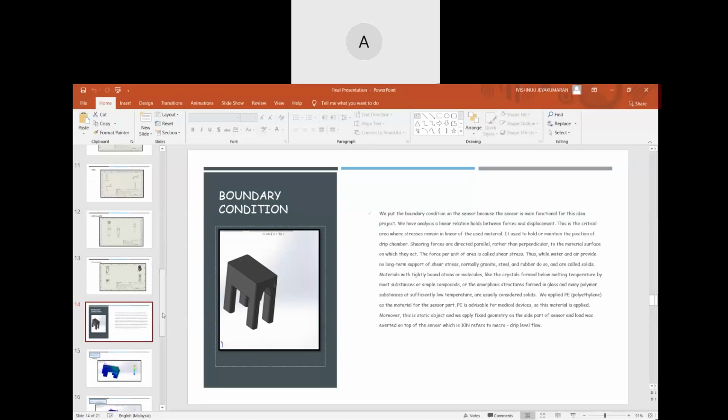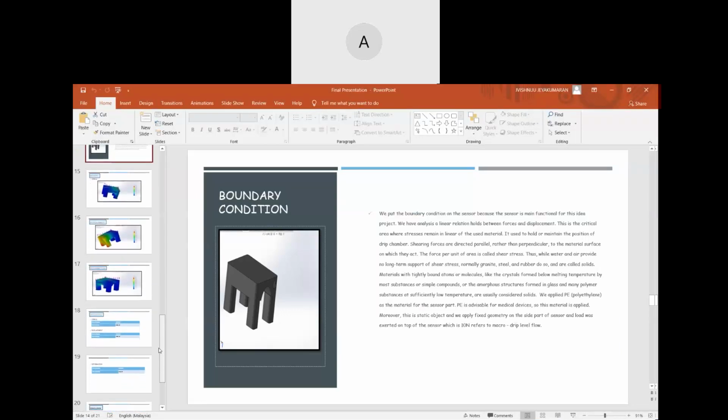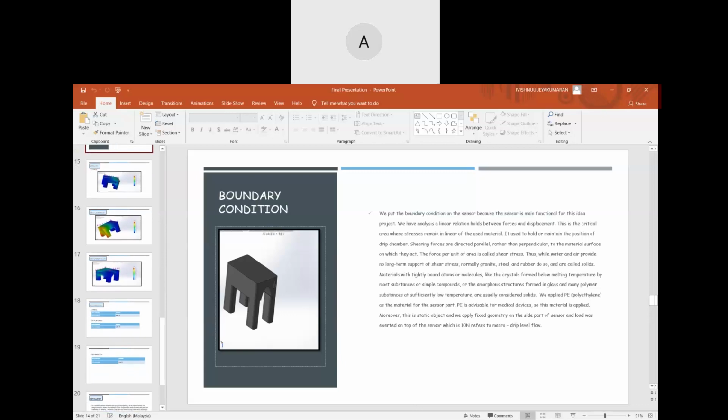Okay, for boundary condition. We put the boundary condition on the sensor because the sensor is the main function for this project. We have analyzed that a linear relation holds between force and displacement. This is the critical area where stress remains linear for the material used. It is used to hold or maintain the position of the drip chamber.